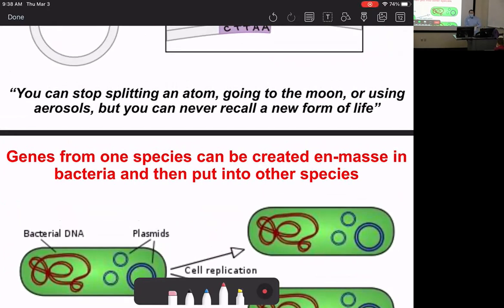Now, making a new form of life, this is the first thing Janet Mertz did, that was the first time that happened. What the fly guys had done, remember, they mutated stuff, and they did make a unique fly technically with that. But it was not from something completely different.